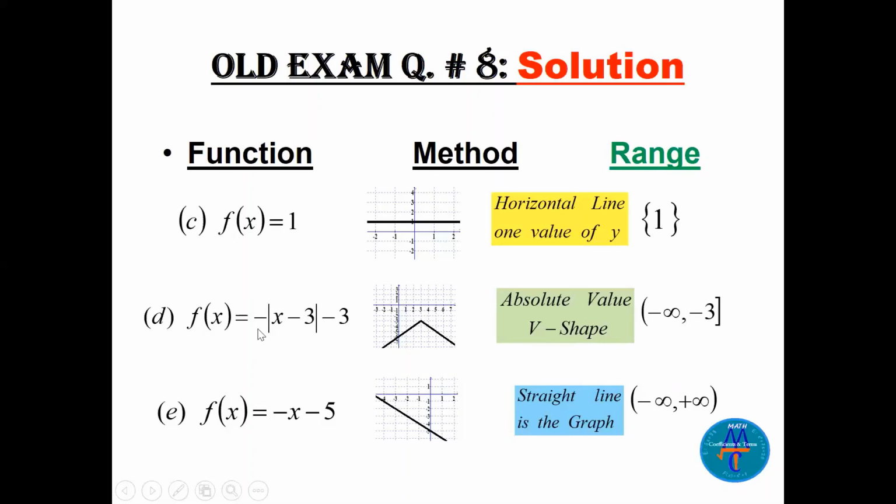If you need the domain for this, it is all real numbers. This one, minus x minus 5, that's a straight line. You see no absolute value, no square, no parabola, no fractions. Straight line, oblique, not horizontal, not vertical. The domain and the range are minus infinity to plus infinity, both domain and the range of a straight line, not horizontal, not vertical.